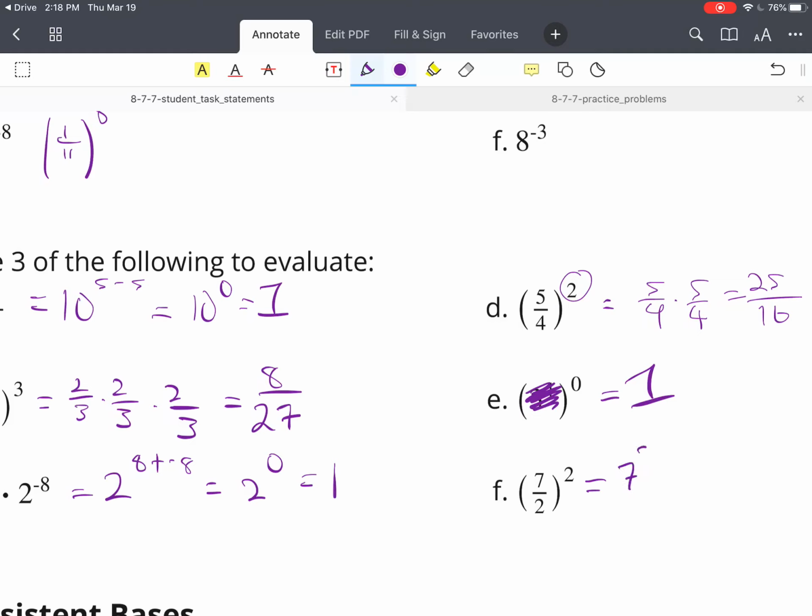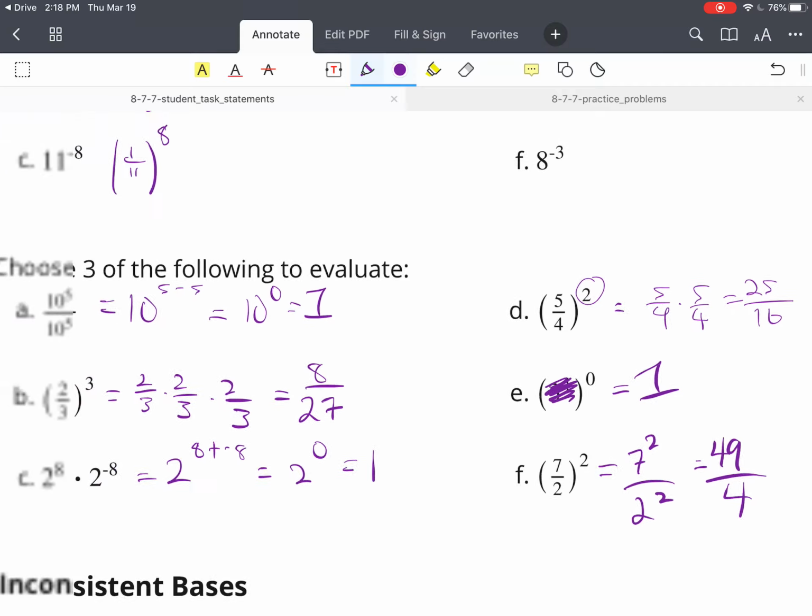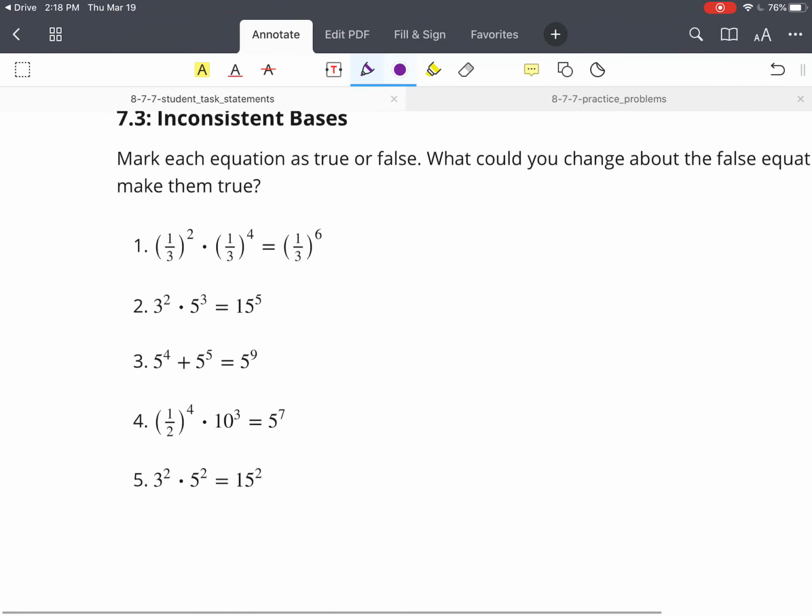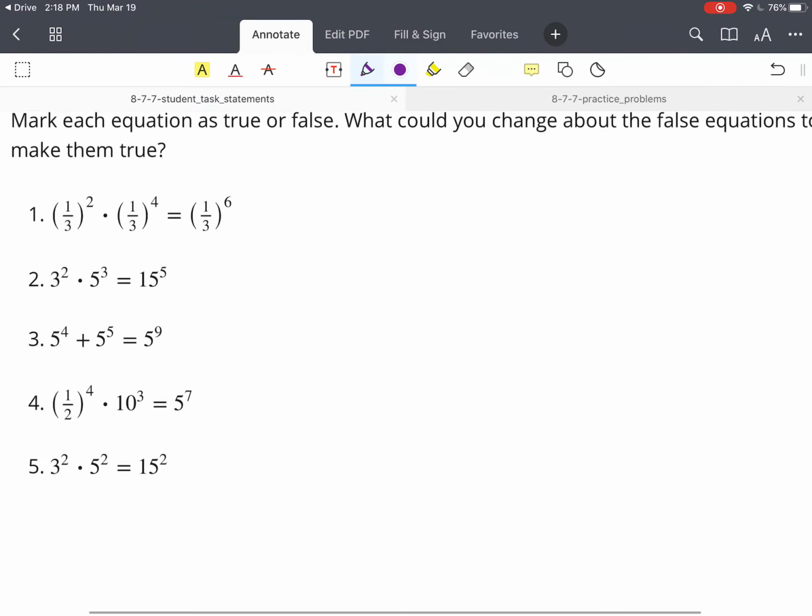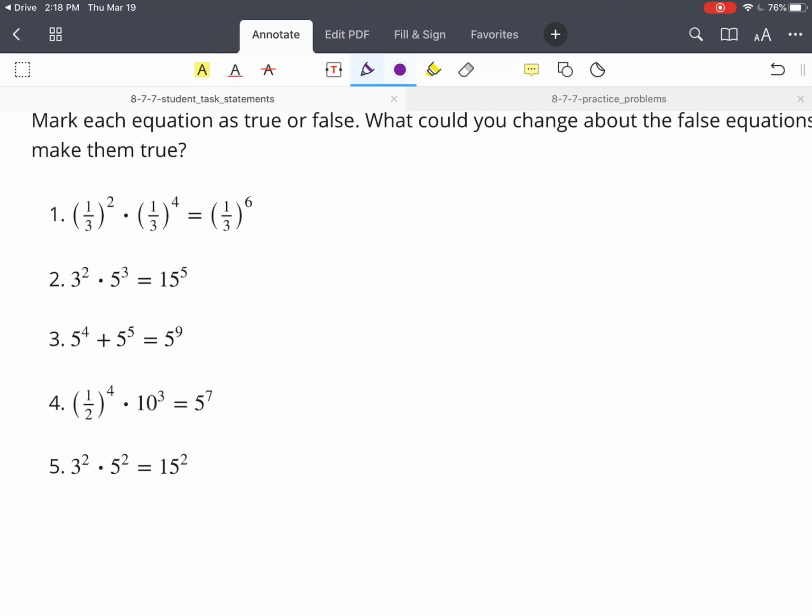Maybe you figured this out, but this is actually just going to be 7 squared over 2 squared. That's 49 over 4. Easy squeezy, lemon peasy. Okay?